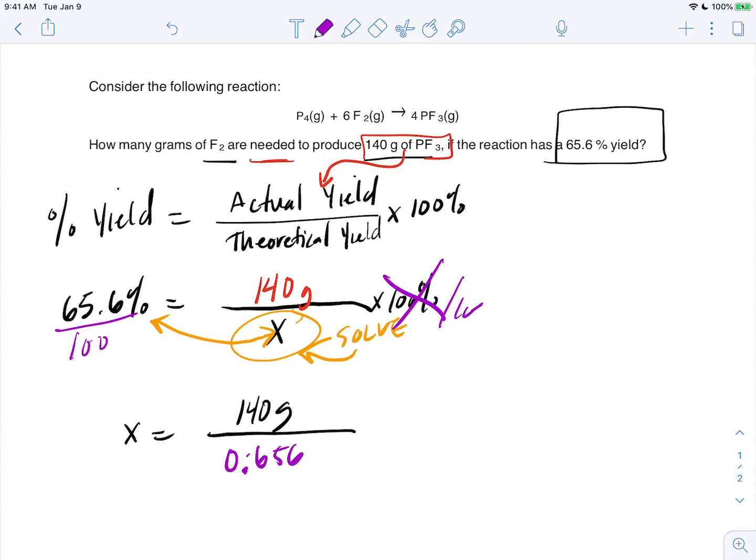So if we do that, a couple of math things there, then we know the theoretical value should be more than the actual yield. And so if we divide 140 by something less than 1, then we should get a larger number. And x turns out to be 213.4 grams of PF3. Now, conceptually, what is this value? This value is what we have to plan to make so that when we lose about 34.4% of our product, we end up with the 140 grams that we need. So this would be the theoretical yield.